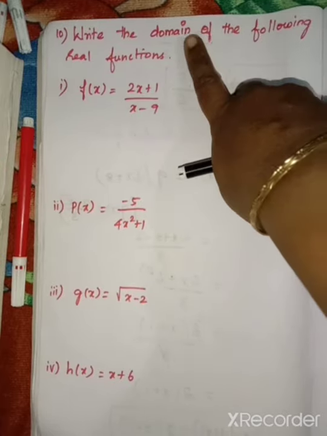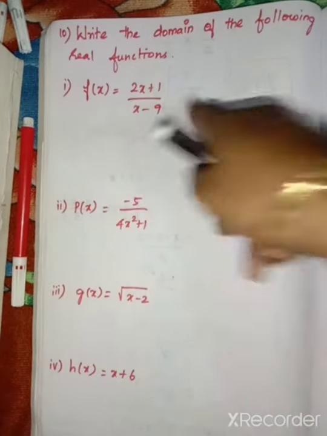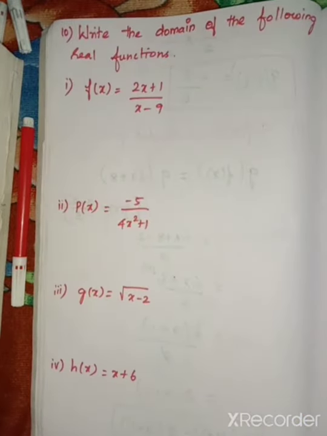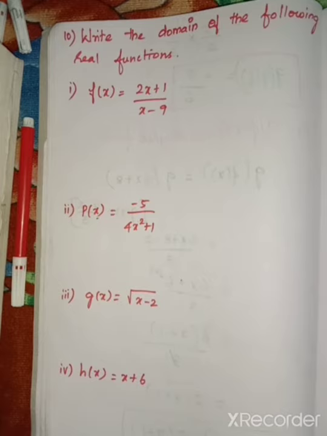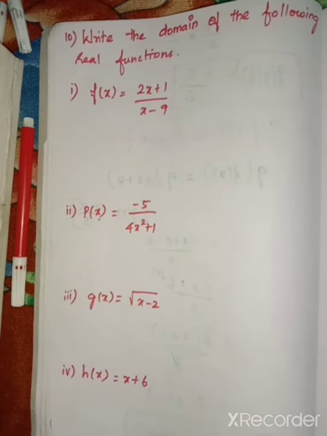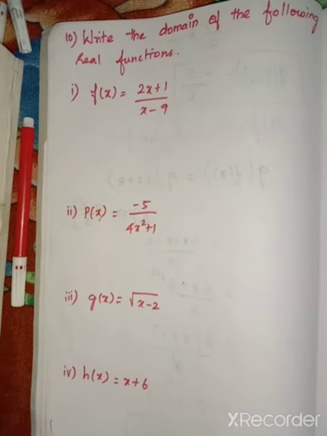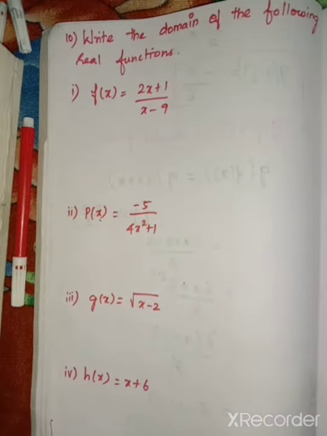For the domain, the function here is a real function. For a real function, all real numbers we have to consider. If it is a fraction, we have to check that the denominator should not be 0. If it is 0, it is not a real function. So likewise, here we want to check which numbers we have to use. Those numbers we can write as a symbol.